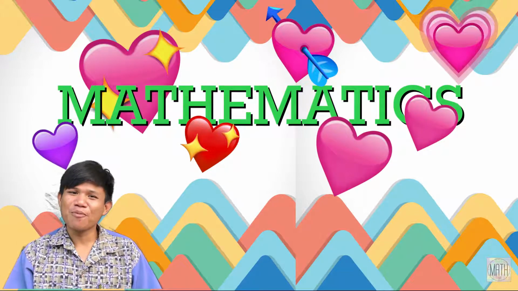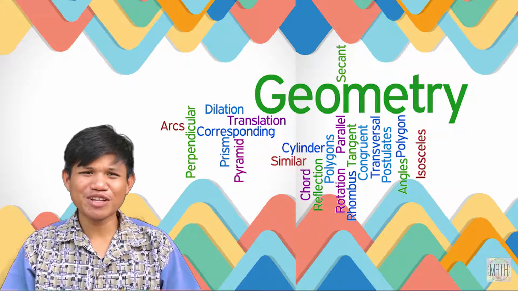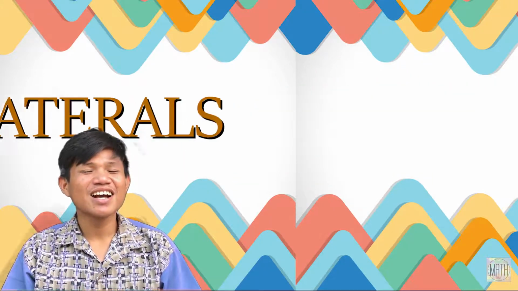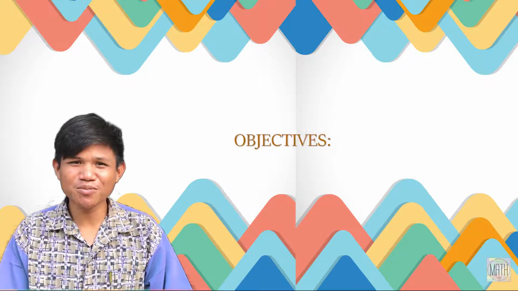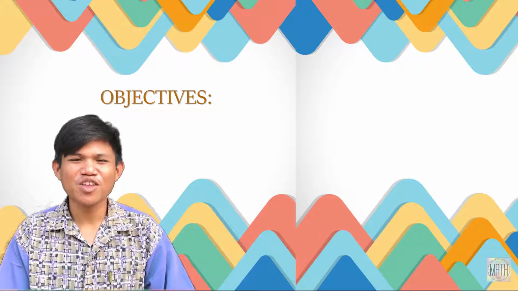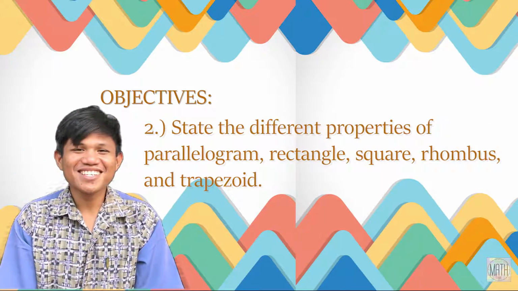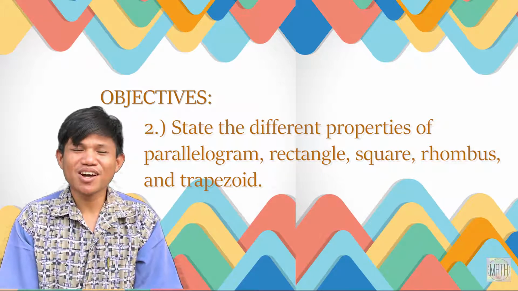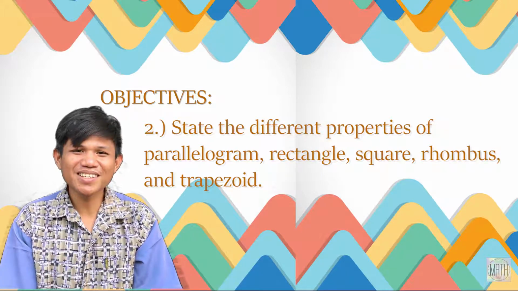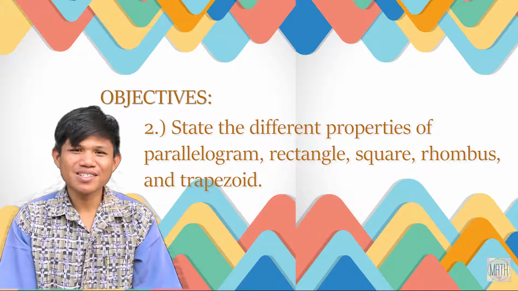Our topic for today is all about geometry, specifically quadrilaterals. Before we start our lesson proper, these are our objectives to guide us for today. First is to classify quadrilaterals. Second is to state the different properties of parallelograms, rectangle, square, rhombus, and lastly, the trapezoid.